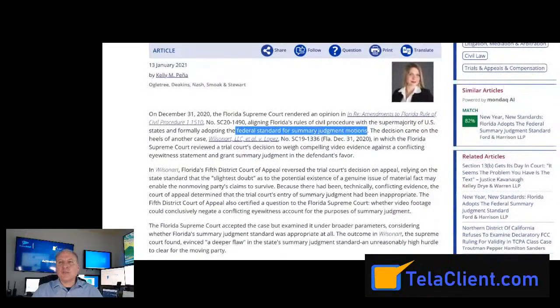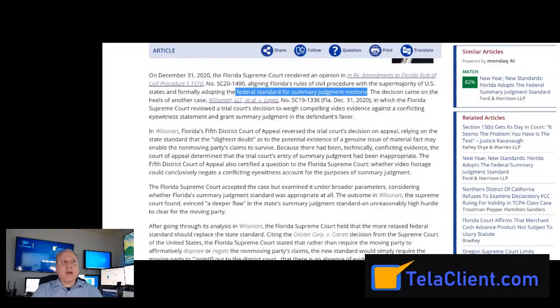And there's a lot of legal talk and legalese in here, but the one thing to keep in mind is that prior to this decision, in order to prevail on a summary judgment, you had to remove any slightest doubt as to the dispute of the facts.